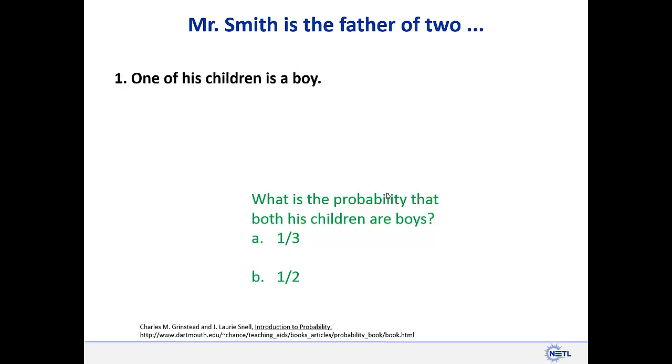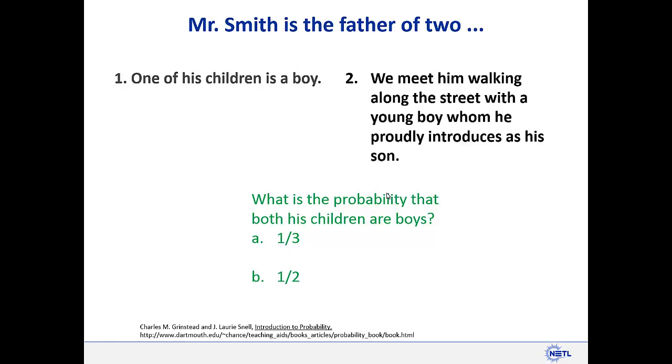But my point was mainly this. See this. This is an alternative scenario. Here I'm telling you that we meet him walking along the street with a young boy whom he proudly introduces as his son. So it looks pretty similar to me to the last one, right? Two children, one is a boy. What is the probability that both his children are boys?